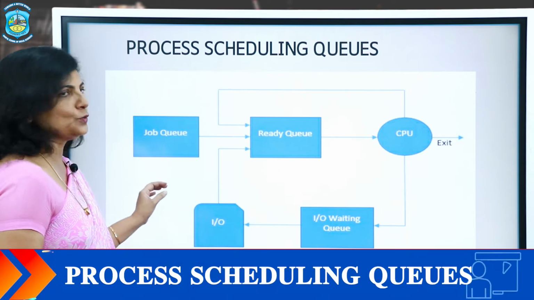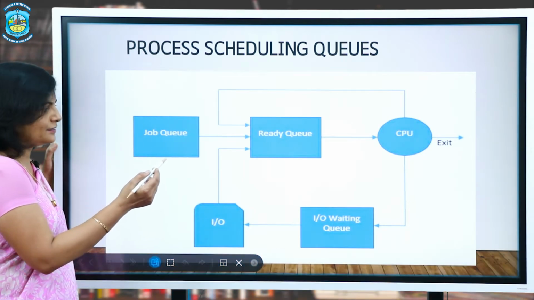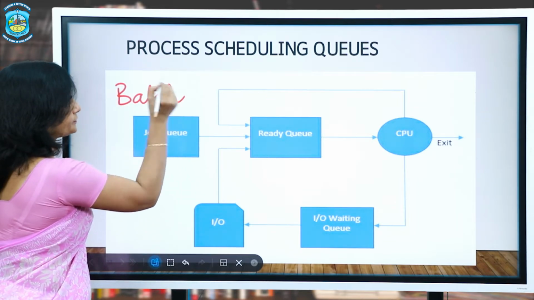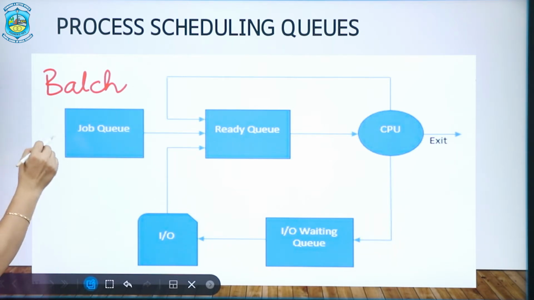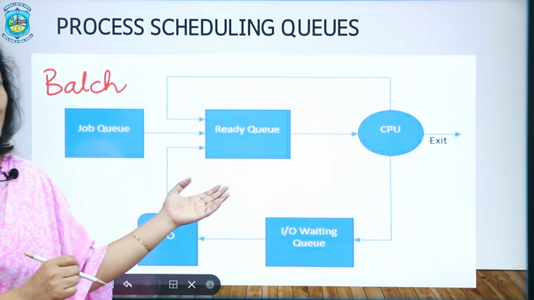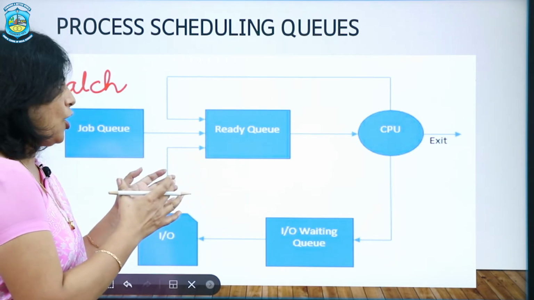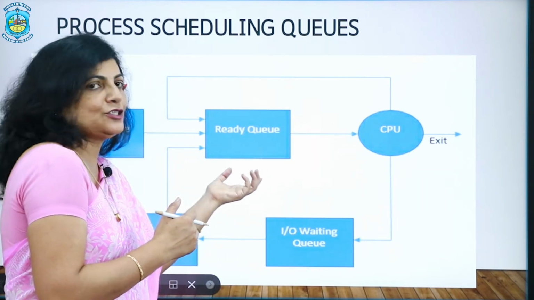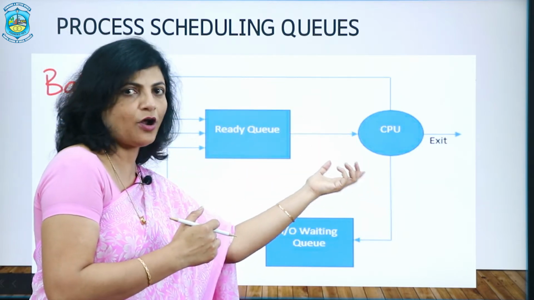Now let us understand queues with the help of this diagram. The very first queue, which we have just learned about, is the job queue, which is also known as the batch queue. The batch queue or job queue is a data structure that keeps all the processes which are not yet created. Next is the ready queue. As we have learned, it has a set of processes to which the operating system has allocated all the resources other than the CPU.